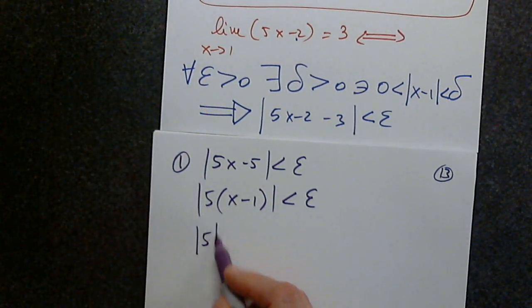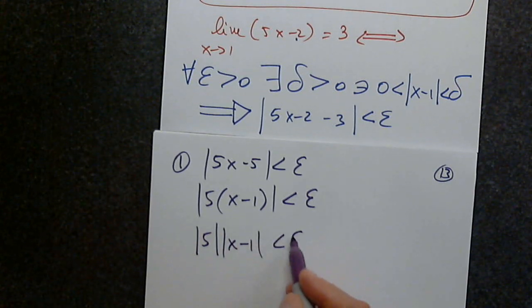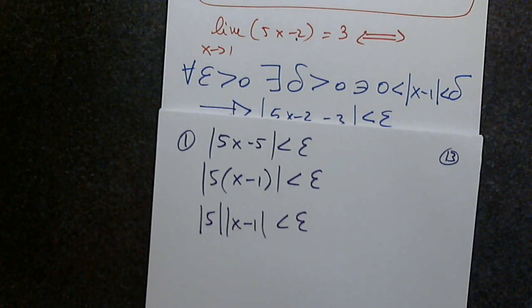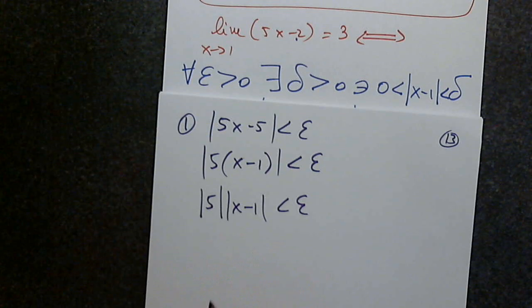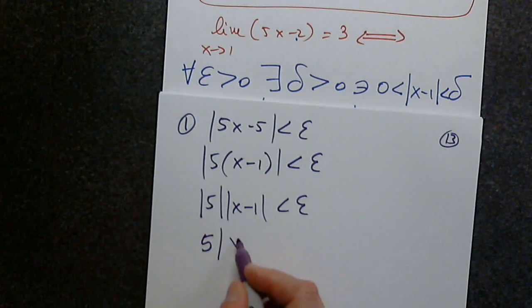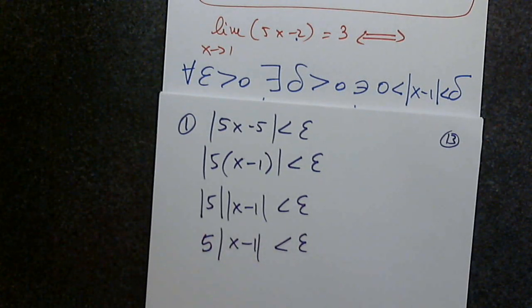I have to write this step, mandatory, although we all know what it means and we can skip it, but I have to write it. Then I have to write 5 times the absolute value of x minus 1 less than epsilon. And finally, x minus 1 in absolute value less than epsilon over 5, which cannot be, by comparison, anything else.